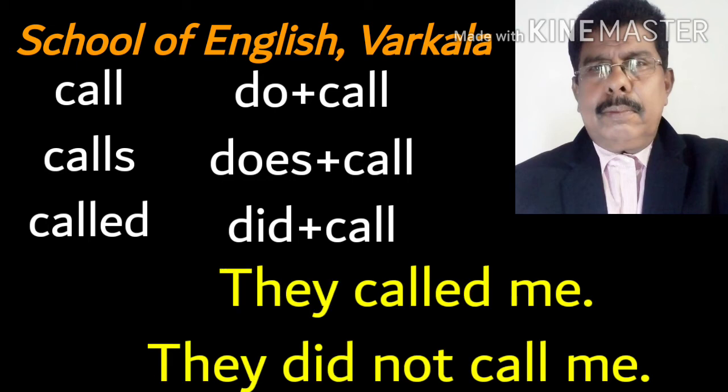They called me. Called is a verb, and that's an affirmative sentence. In order to make it negative, we have to split the verb called, and we get did plus call. We can add not to it. They did not call me. So they called me, they did not call me. Did is helping here. It's used as a helping verb or an auxiliary verb.